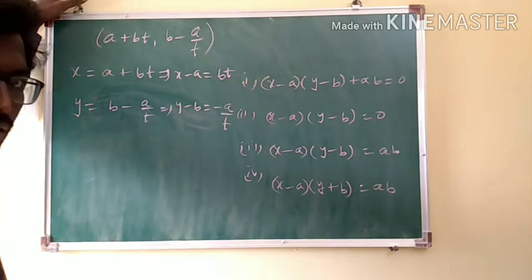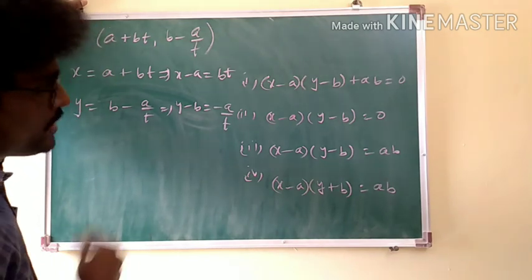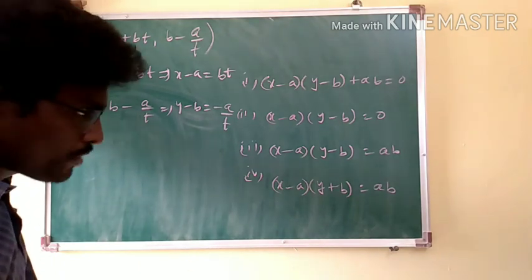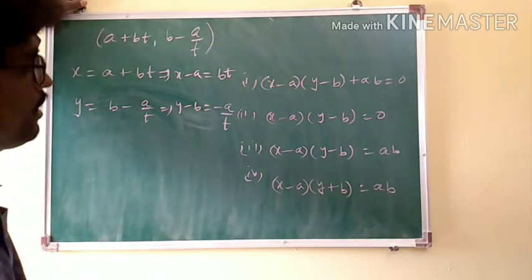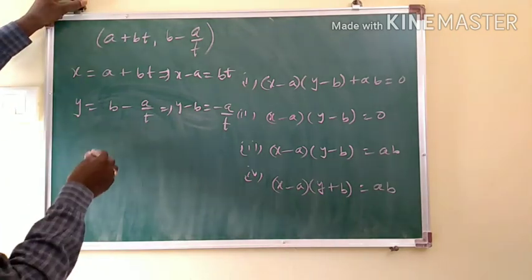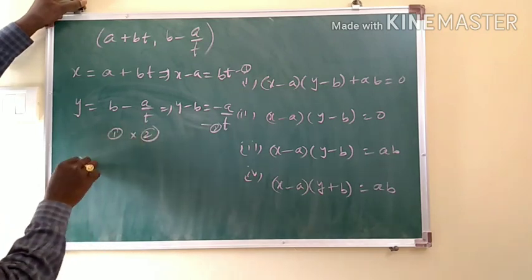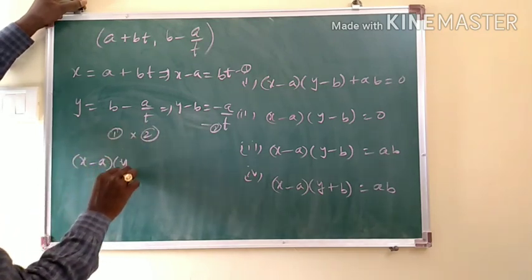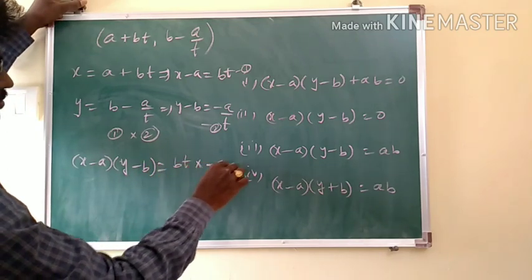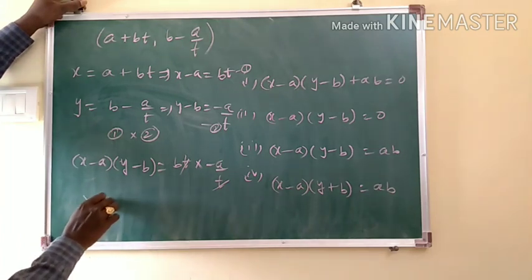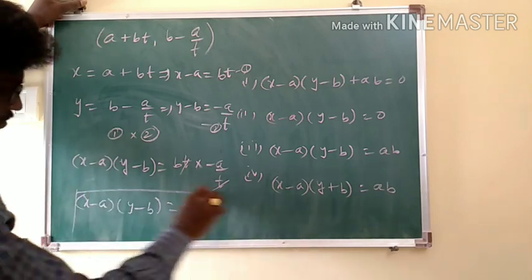With these two equations, can I eliminate t by adding? No. By subtraction? No. By multiplication? Very clearly, bt into minus a by t, t and t get cancelled. So in that way you have to think. By multiplying equation 1 and 2, 1 into 2, I will get x minus a into y minus b is equal to bt into minus a by t. So x minus a into y minus b is equal to minus ab.